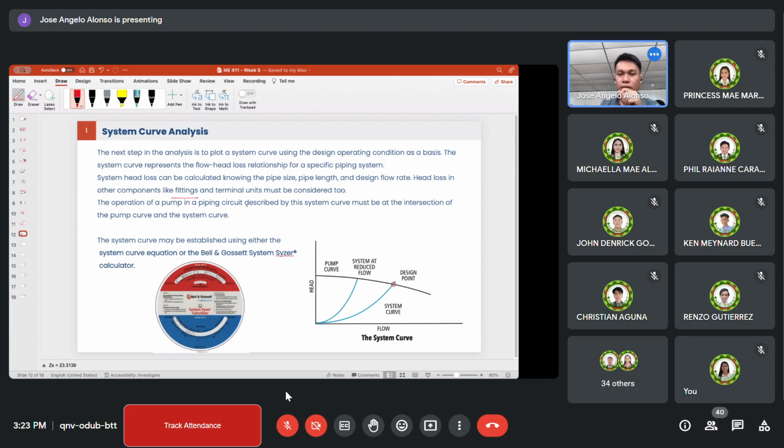Fittings, valves, well delay, reducers, lahat yan kukunin natin. So hindi naman natin tinuro dito yung mga head losses na yun, kaya hindi natin i-introduce sa inyo yung system curve equation. Pero to determine daw system curve, makakalculate natin yan using the system curve equation and the Bell and Gasset system calculator. So we have two types para ma-determine natin si system curve analysis or para ma-plot natin, either using the system curve equation or the Bell and Gasset system calculator.